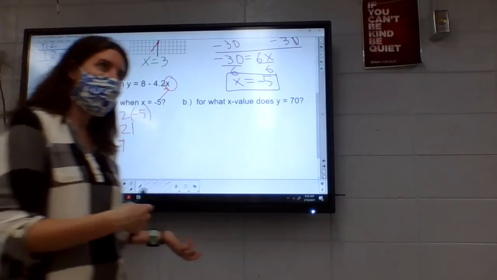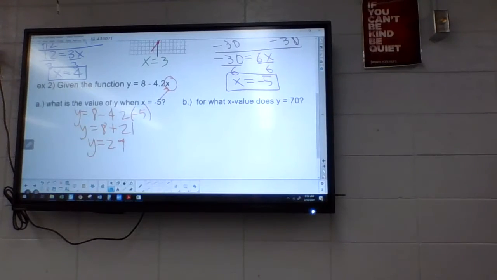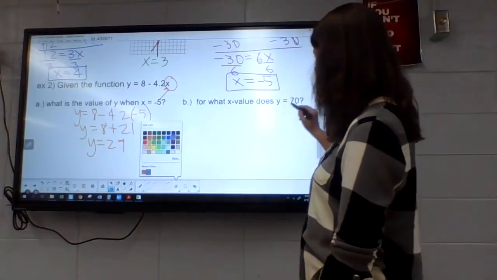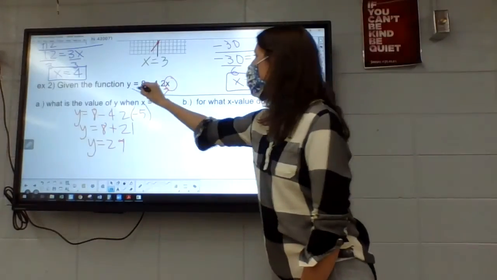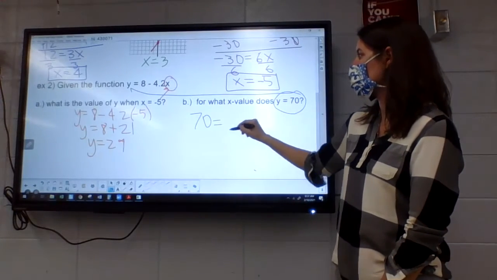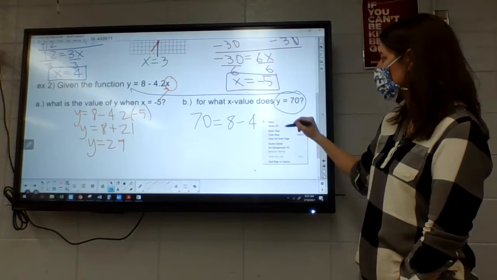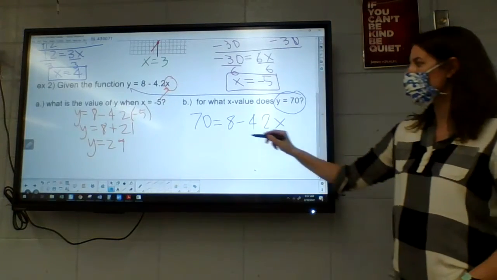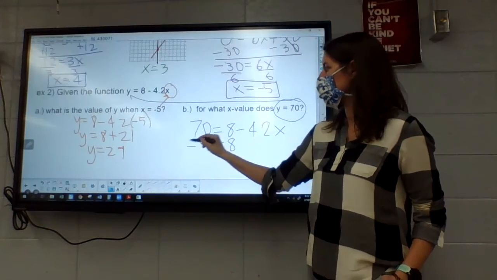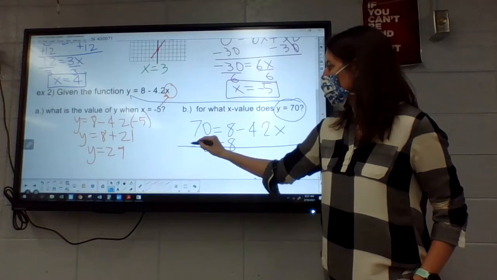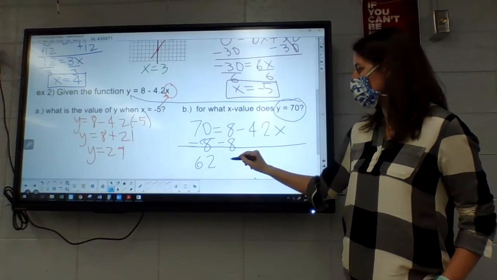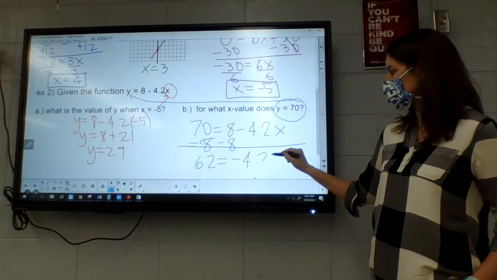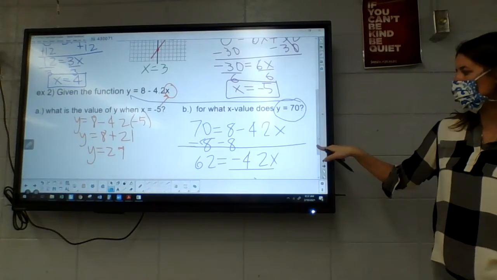And then they ask us for what x value does y equal 70. Now this is asking us to put it in as our y value instead. So instead of putting it in for x, we're going to put it in for y. So I'm going to move the 8 over, and divide by negative 4.2.